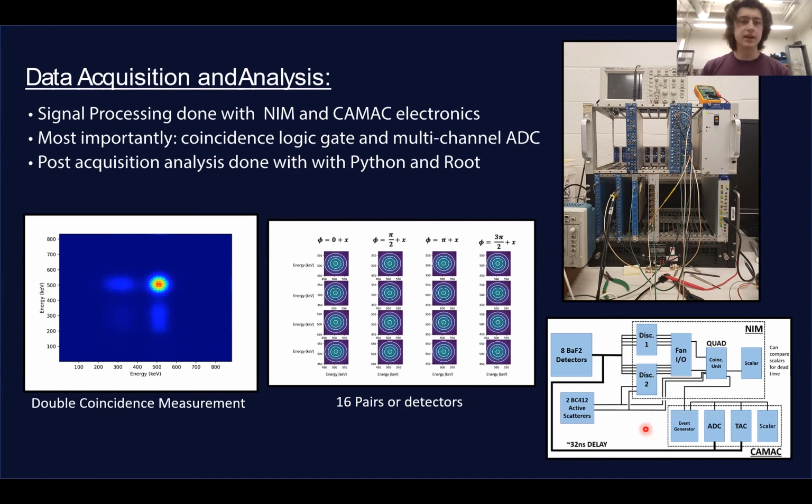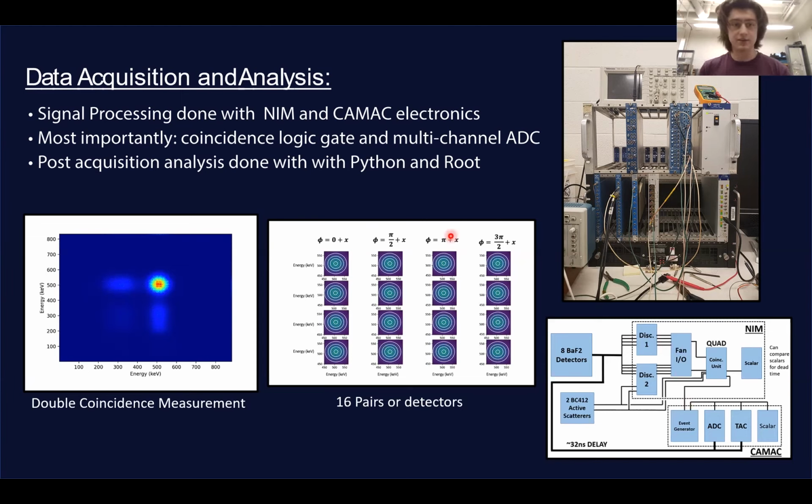I won't go through the whole thing, but the most important parts: we have our quadruple coincidence unit, which basically allows us to do coincidences between the two barium fluoride detectors and the two active scatterers. So we can say with high certainty that the events we're looking at are the events where a gamma ray has been scattered at both sides at the same time. And then after more processing, it goes to an ADC, analog digital converter, which allows us to store that data and view it on a computer.